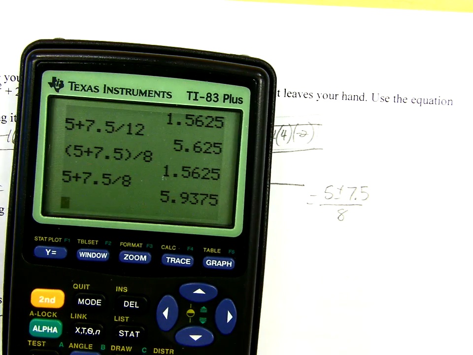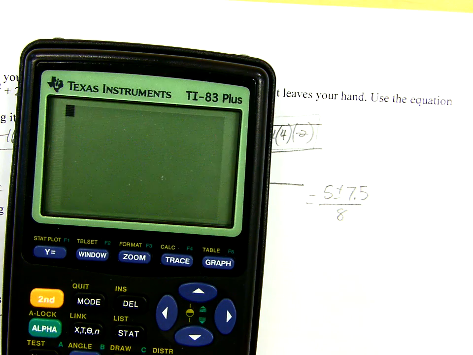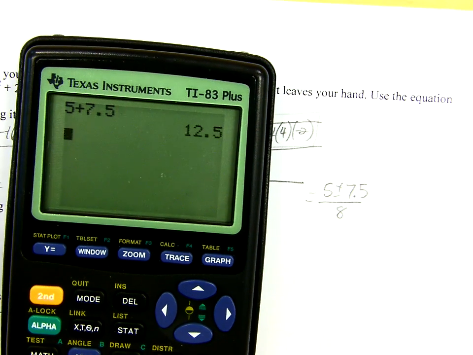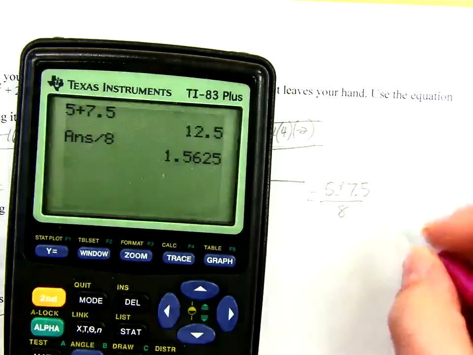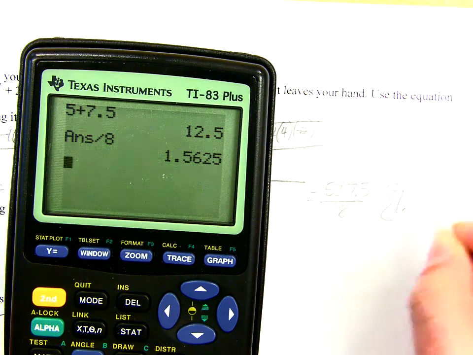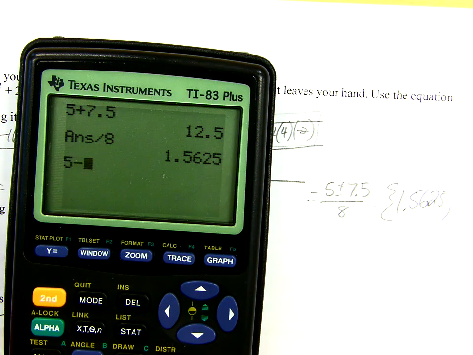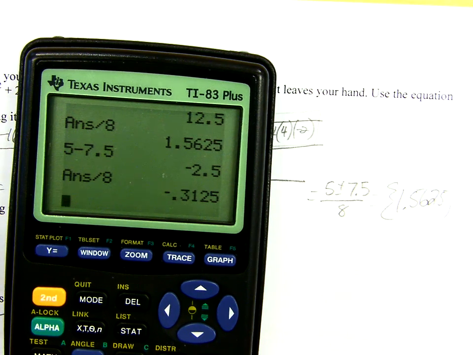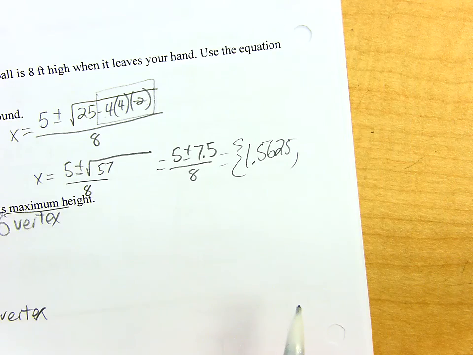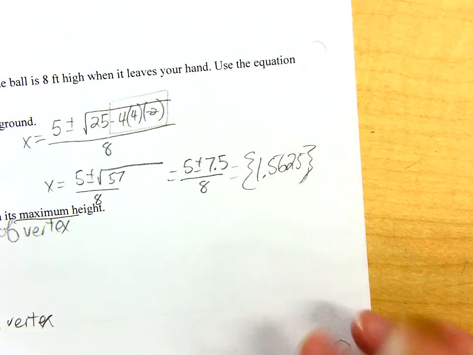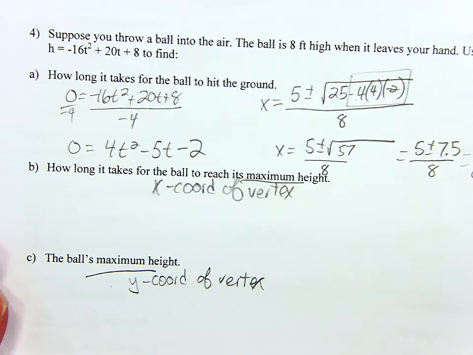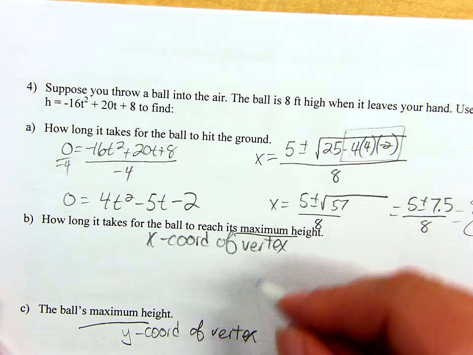Do you see what it's doing? It's just dividing this number by 8, not the whole thing. So either use parentheses, or do it in 2 steps. There's 5 plus 7.5, and then divide by 8. So one answer is 1.56 seconds. The other answer is 5 minus 7.5. Well, that gets a negative. I don't care about that negative answer, so I'll throw it away.